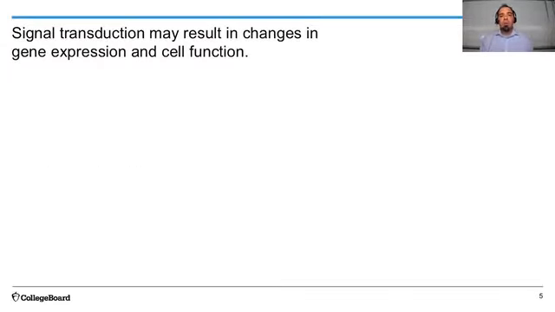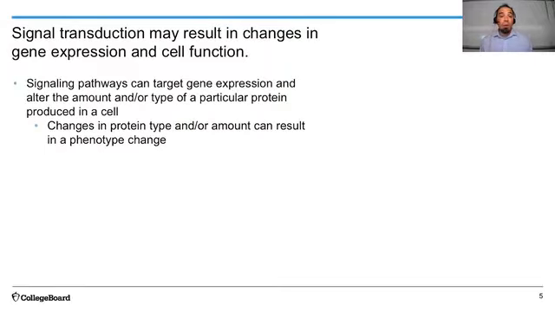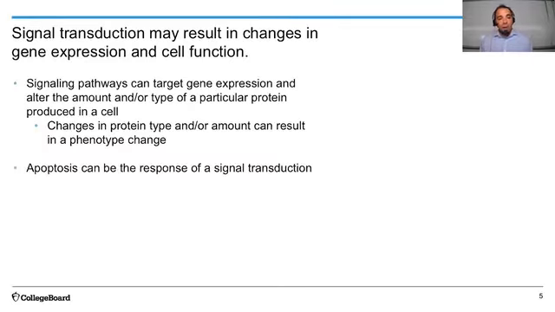So signal transduction may result in changes in gene expression and cell function as well. Signaling pathways can target gene expression and alter the amount and or type of particular protein produced in a cell. Depending on what is needed, it will determine how much is made. Changes in protein type and or amount can result in a phenotype change as well. And apoptosis, which is programmed cell death, can be the response of a signal transduction. Again, depending on what is needed, if you need more of a protein, less of a protein, or if cells are being broken down, signal transduction will be responsible for that.